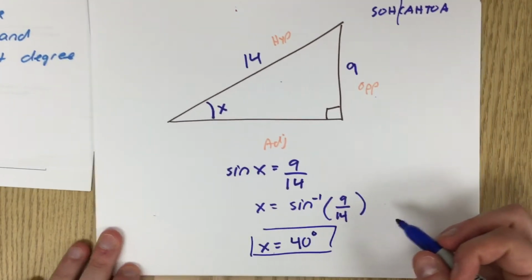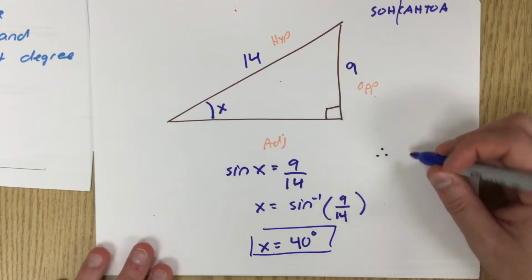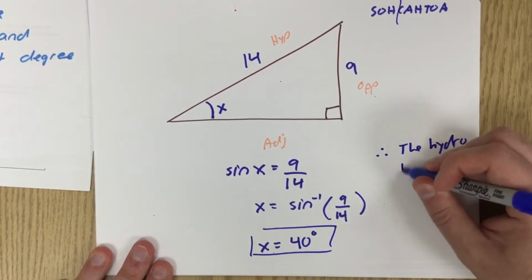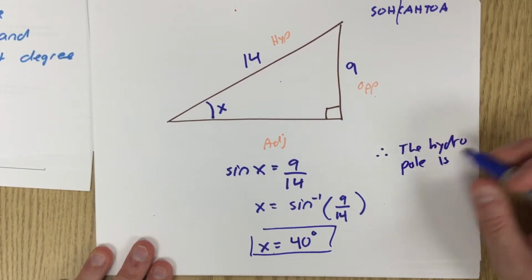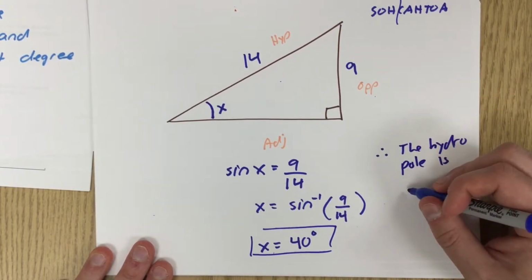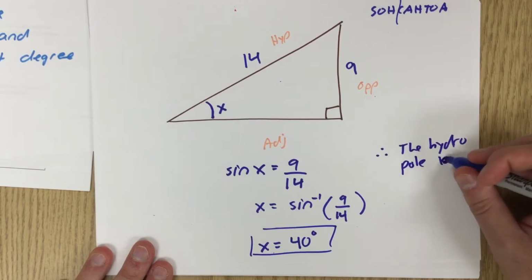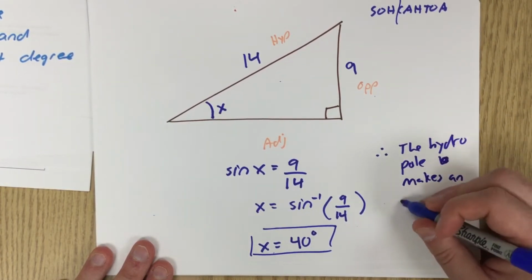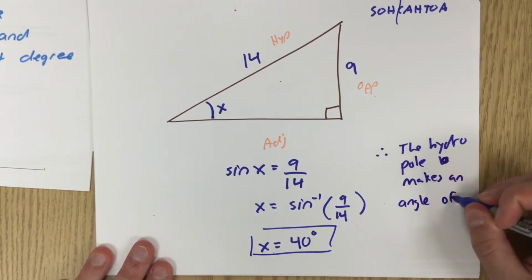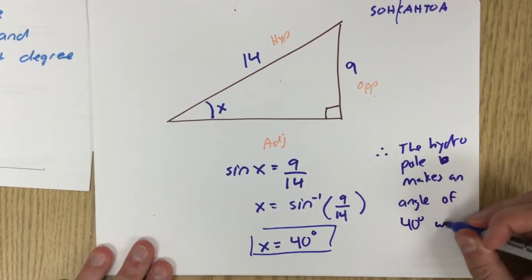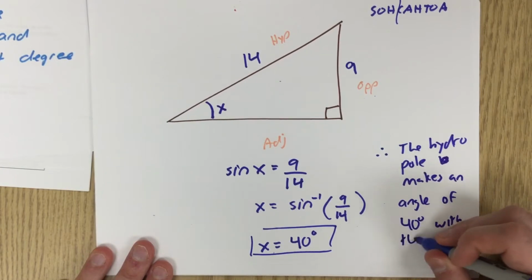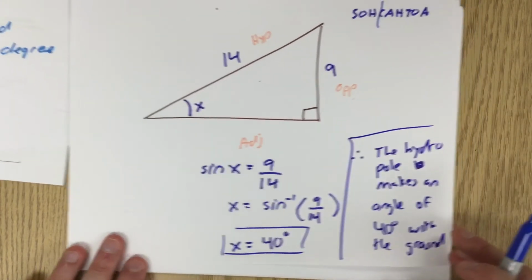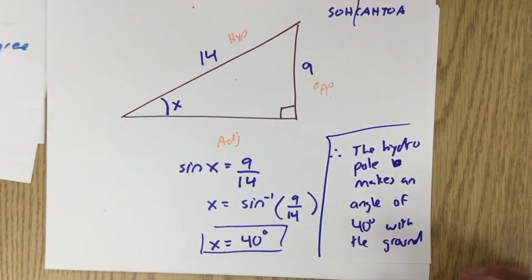Now, of course, this is a word problem, so we have to say, therefore, the hydropole makes an angle of 40 degrees with the ground. Okay.